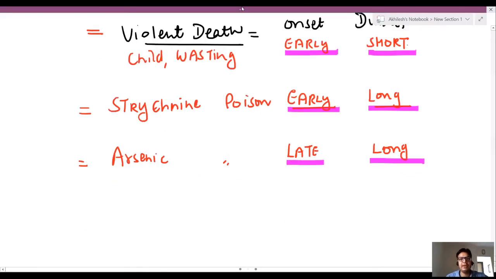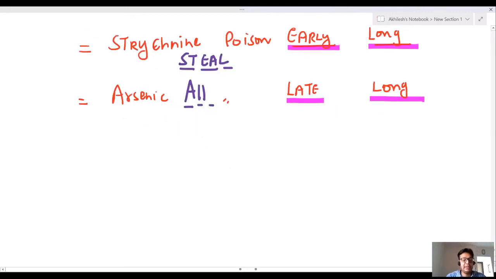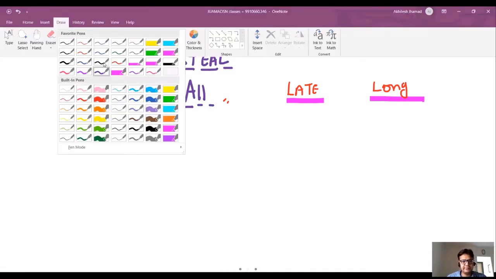You can remember by a trick. Arsenic, you can remember ALL: arsenic, late, long. Strychnine, you can remember STEAL: early, late, long. Early onset, short duration; early onset, long duration; late onset, long duration. These are very important features of rigor mortis, cadaveric rigidity. Now, rigor mortis is seen in all death.